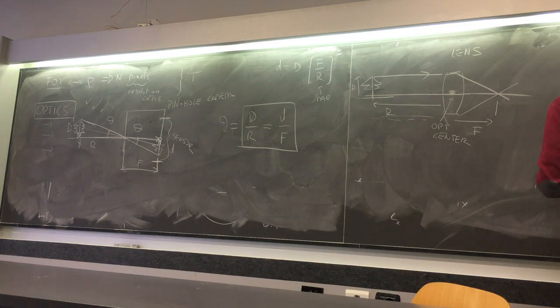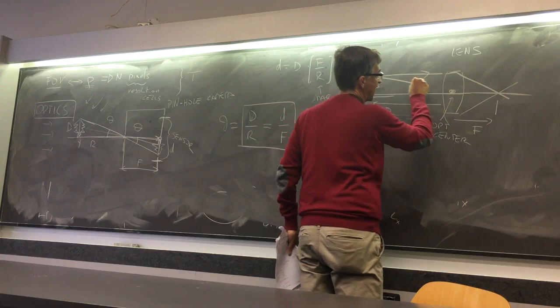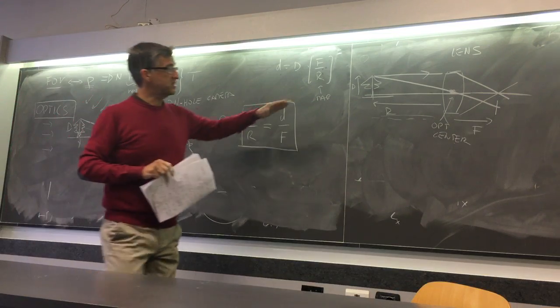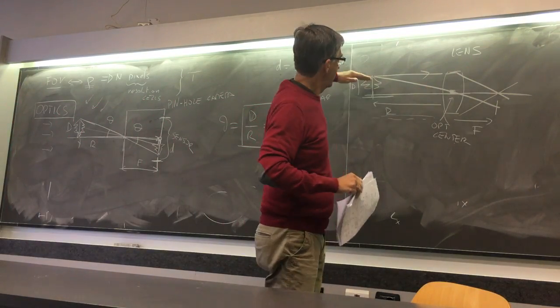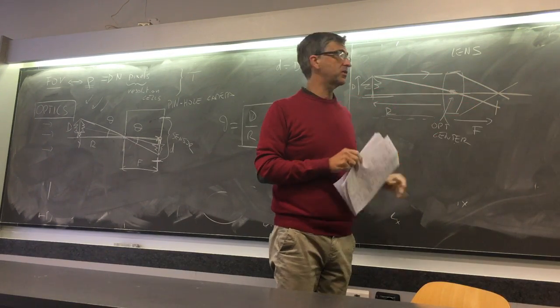The second property is that rays directed in the center are not changed. This is the second property. So if a ray is directed exactly in the center, the ray is not changed. Okay? All the rays that go in the center are not changed. All the parallel rays converge in the focus. All the rays that traverse the center are not changed.